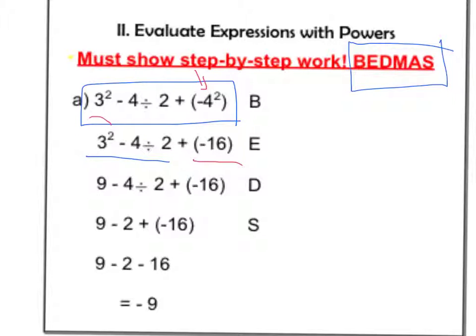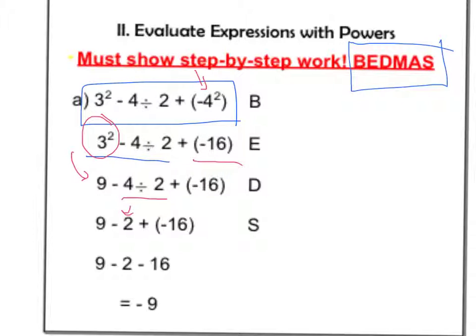Okay, second step is do that exponent. So 3 squared becomes 9. Now you have 9 minus 4 divided by 2 plus a negative 16. So the next step will be division. So 4 divided by 2. So this 9 minus stays here all the way to the end. Those of you that love to subtract early, you can't. Division first. So 4 divided by 2 is 2.